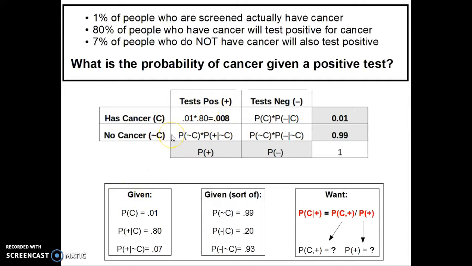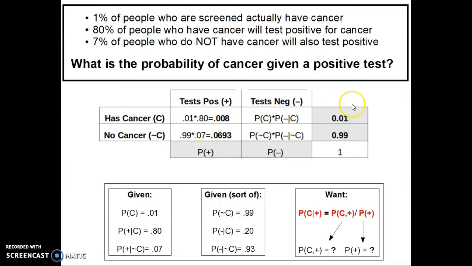So what else do we know? We also have this marginal, and we have this conditional. That's right here, the probability of not having cancer times the probability of testing positive given that we do not have cancer. This times this, right? Let's put that in. Great.